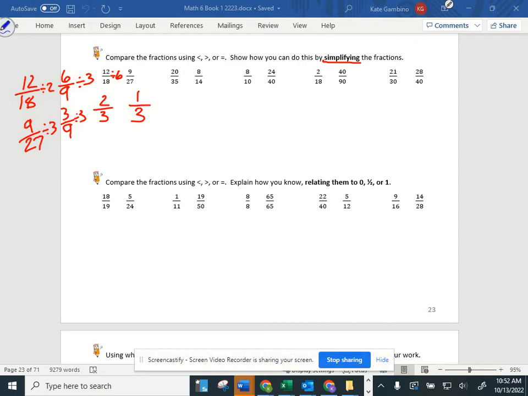So, what symbol am I going to put in here? 2/3 is what to 1/3? 2/3 less than, greater than, or equal to 1/3? Greater than.